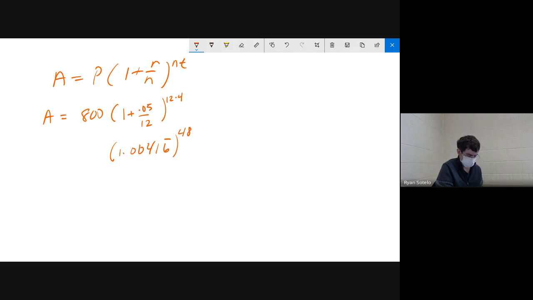So if I raise that to the 48th power, I get something like 1.220895355, and so on. I'm going to multiply that by 800. And I get $976. And if I round to the nearest cent, I get 72 cents.